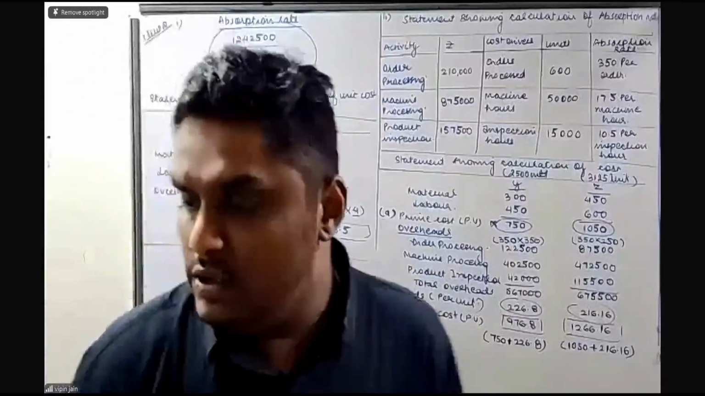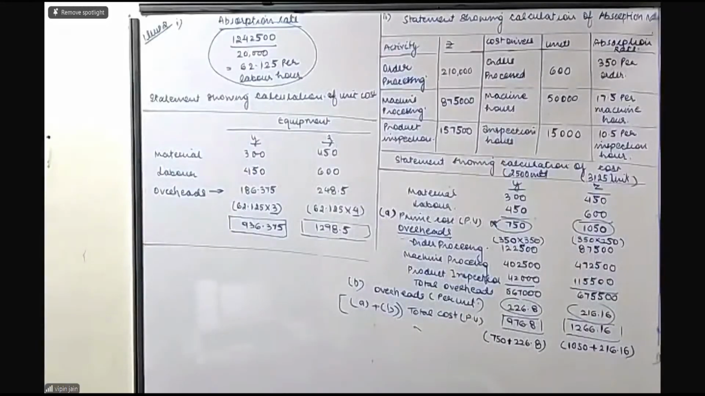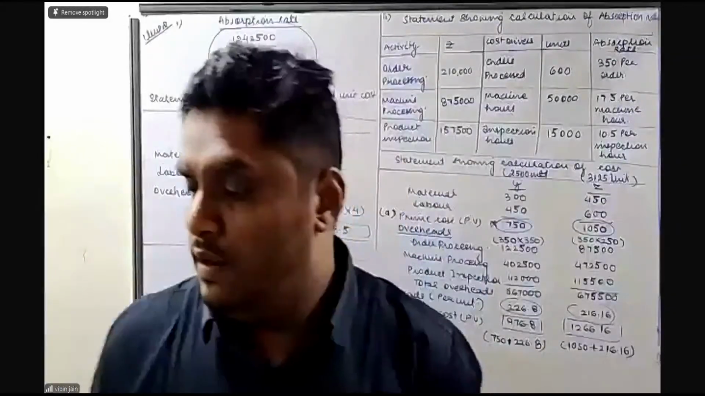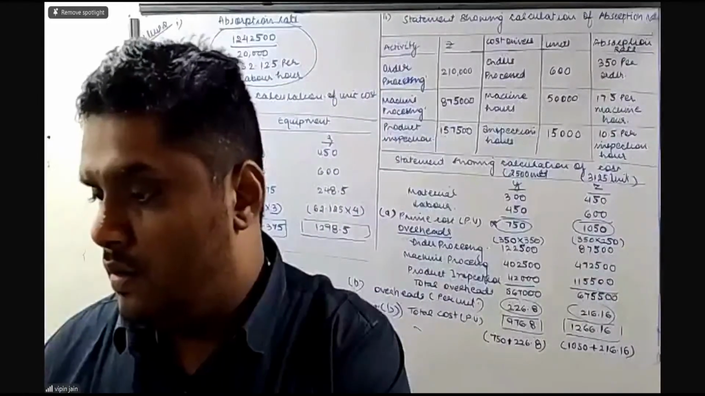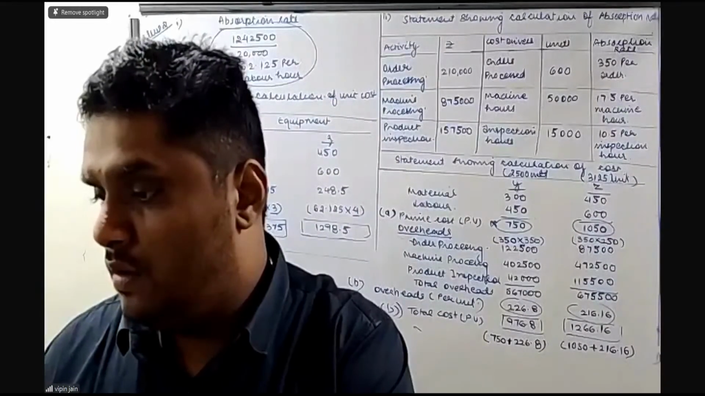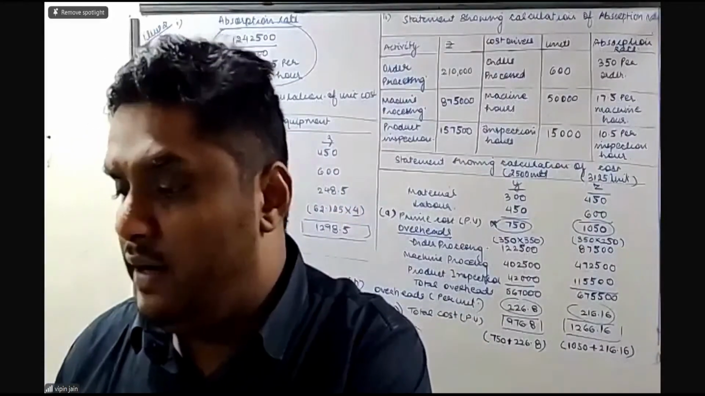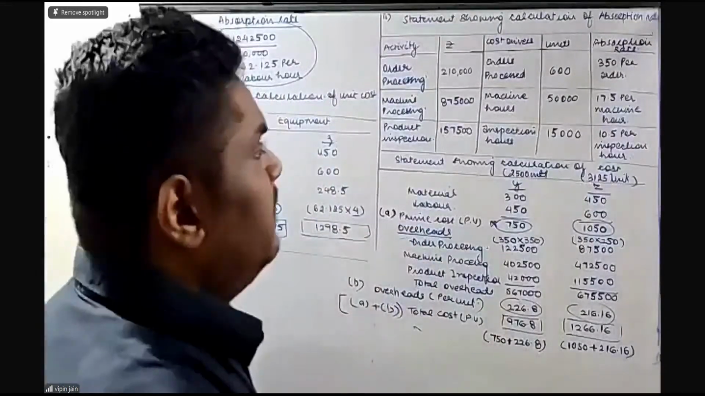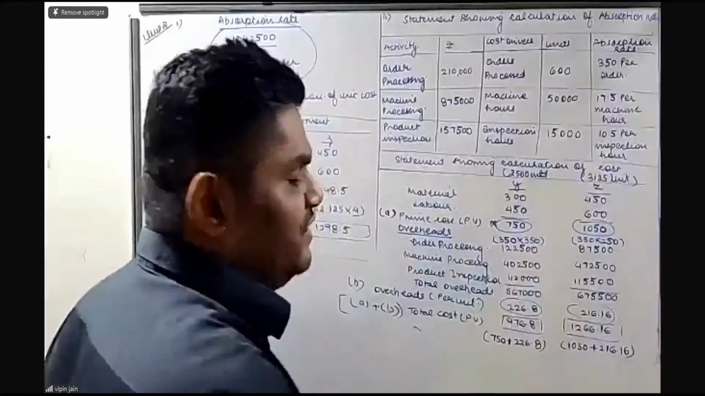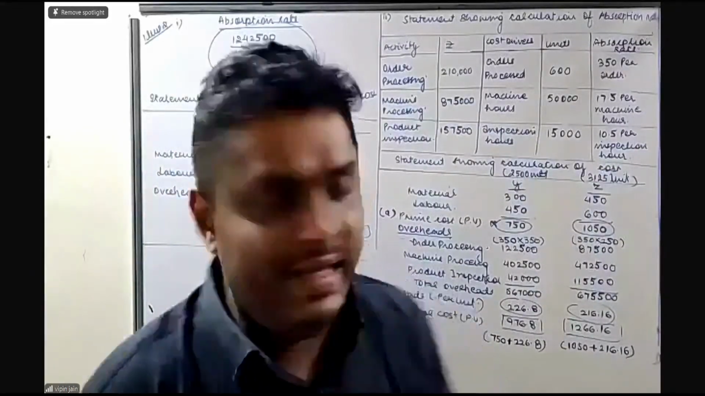For machine processing also, we have calculated the rate per hour. That is 17.5 per hour into the number of machine hours. So when talking about the number of machine hours, it is 23,000 in case of Y.